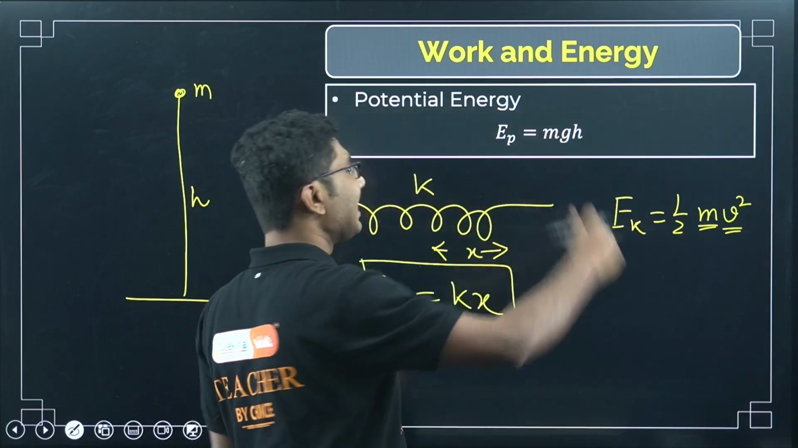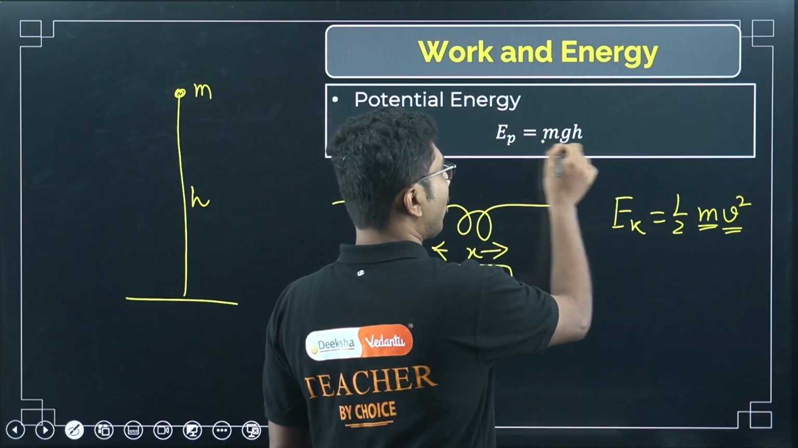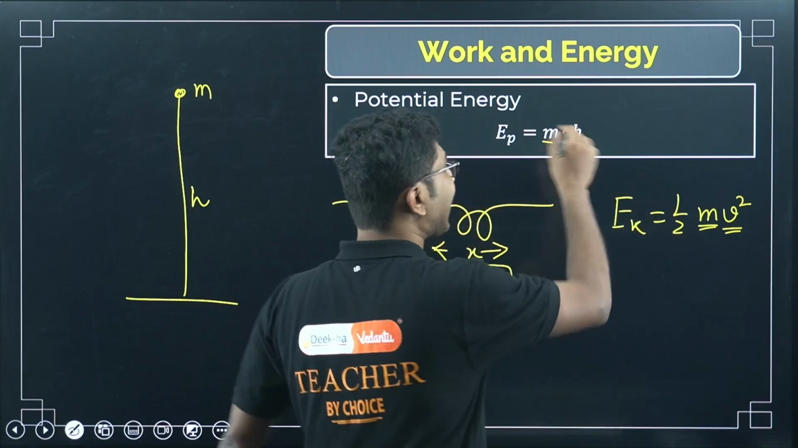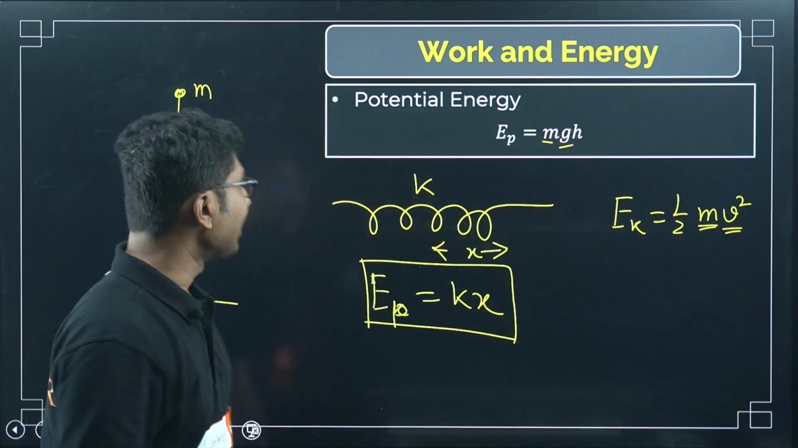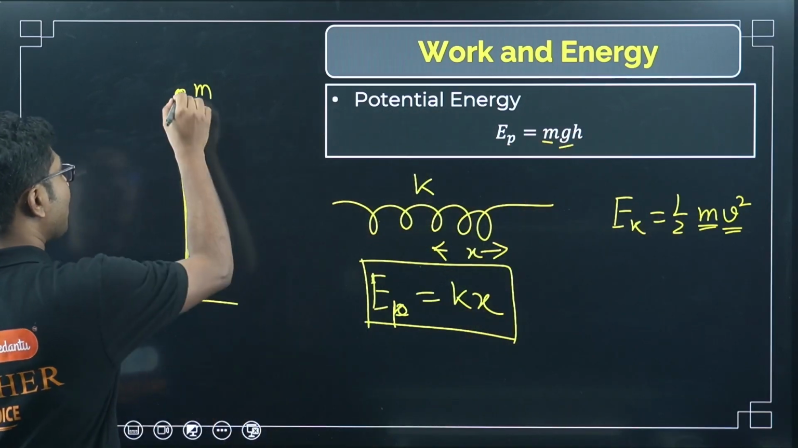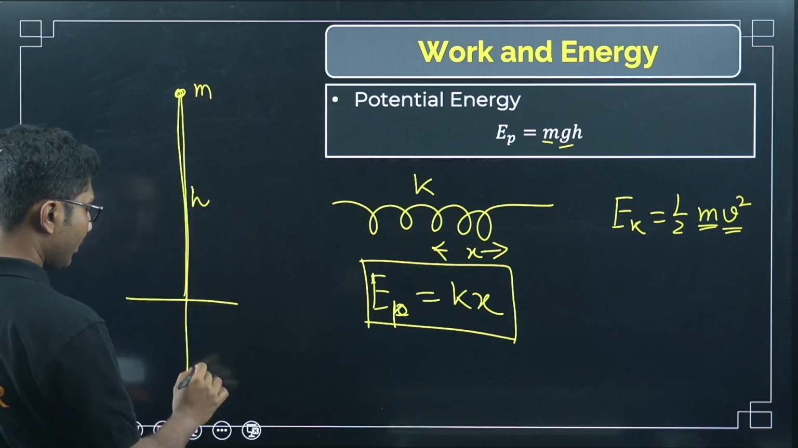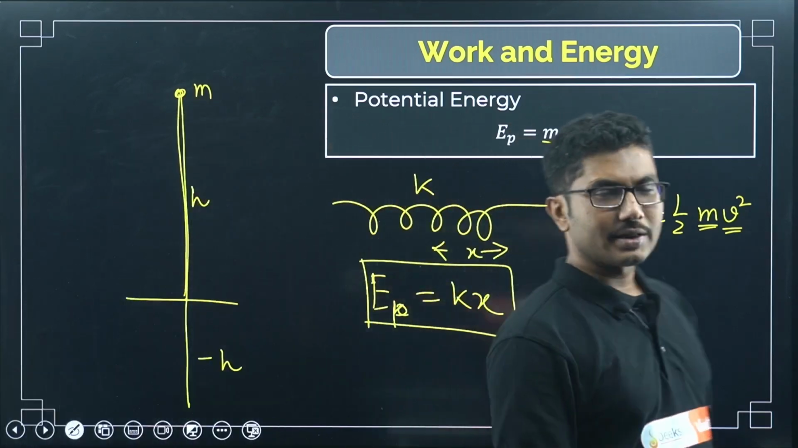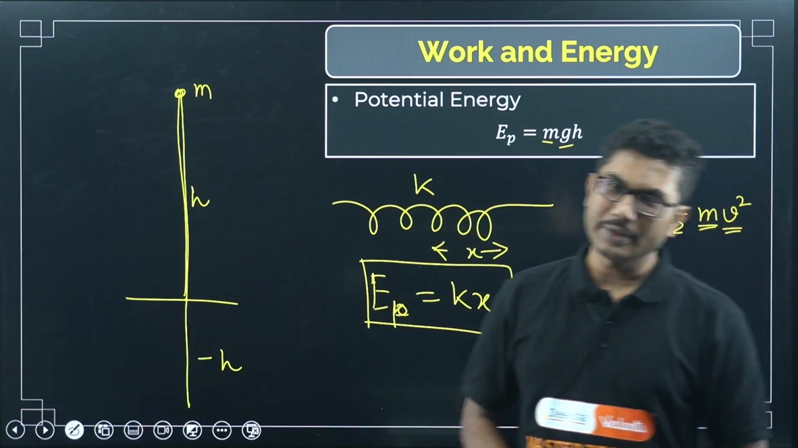Now in this case m is always positive, and assuming g is always positive, h can be positive or negative. For example, if you consider h to be positive above the ground, then if you go under the ground, h will be negative. If you dig inside the earth, the potential energy will be negative, right?